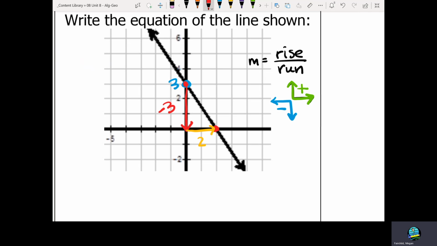Now, could we go the other side of this and go up and then over? Yeah, because you get +3 and -2. You can go either direction. But you have to put the rise on the top, or the fall, however far up and down, and then the run goes on the bottom. What that gives us is a slope of -3 halves. Again, one of those is negative. It doesn't matter which one.